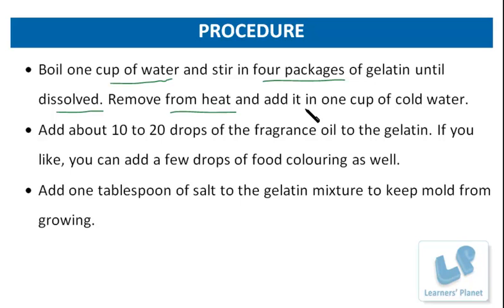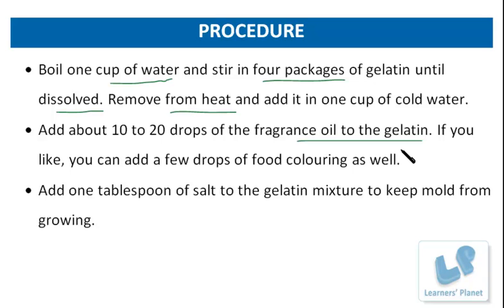Add about 10 to 20 drops of the fragrance oil to the gelatin. As we discussed, you can add any fragrance oil like sandalwood, lemongrass, vanilla, peppermint, etc. If you like, you can add a few drops of food coloring as well, which is a dye, any dye, pigment or substance which will impart color. If you want a green gel air freshener, you can add food coloring and it will impart the green color.